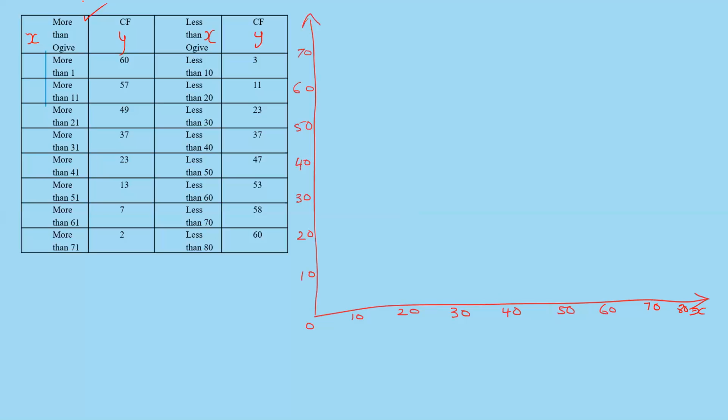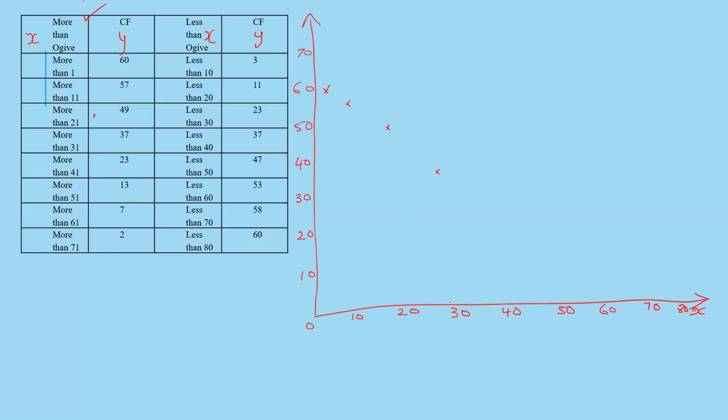It's very simple. We have determined our x value is 1, y value is 60. So 1 comma 60, we are going to plot it somewhere here. Then 11 comma 57. 11 on the x-axis is going to be somewhere after 10, and 57 is going to be somewhere here. Then 21 comma 49. So 49 is going to be somewhere here. Next 31 comma 37.